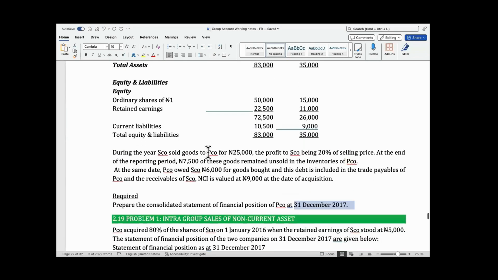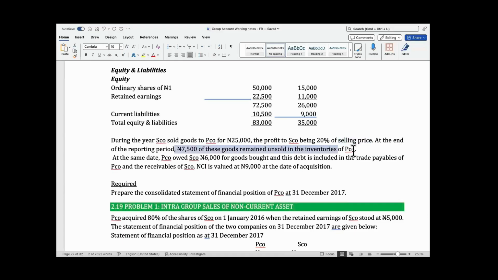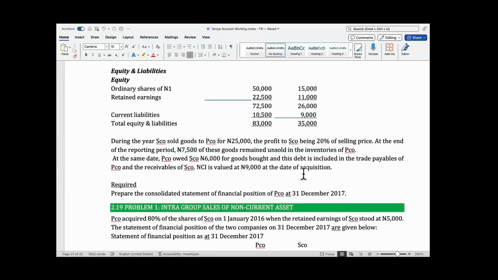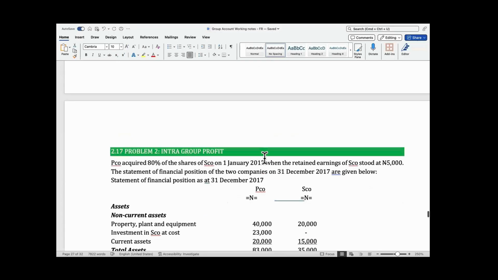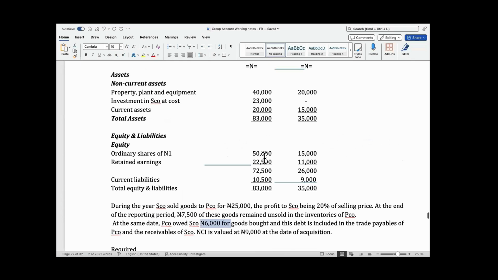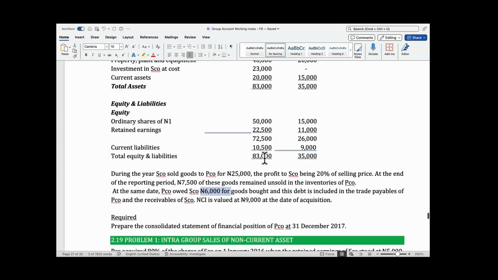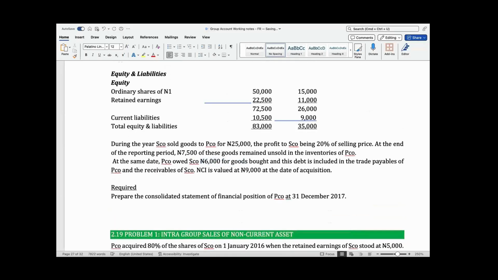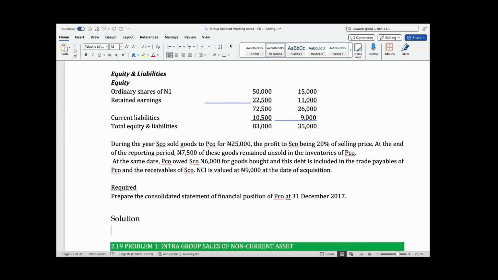Okay, the only thing here is there are intra-group sales of goods by ESCO. Out of these sales, ESCO made a profit of 20% of selling price, and only 7,500 of these goods remain unsold. And additionally, there is 6,000 in their accounts. Okay, they didn't separate it, but I know that we need to eliminate this 6,000 from the payables and receivables of the two of them. We need to remember to do that, otherwise we will lose some marks.